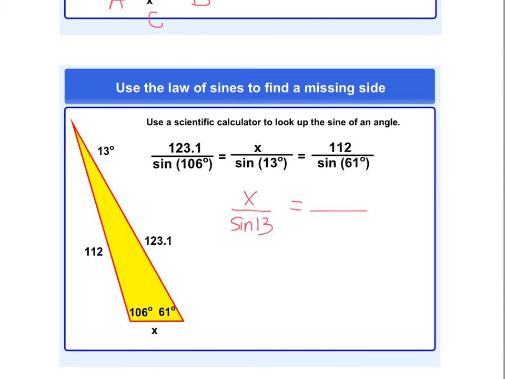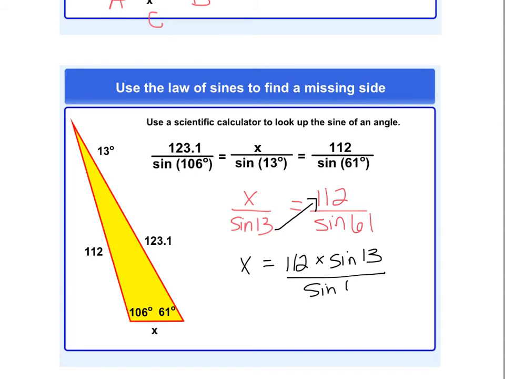And then we can pick either this fraction or this one. I'm going to use this one. It has smaller numbers that are a little bit simpler. So equals 112 over sine 61. Now we're going to use our cross multiplication to solve for x. And actually, you don't even need to do a full cross multiplication. We really just need to bring this sine 13 up here. So x becomes 112 times sine 13 divided by sine 61.